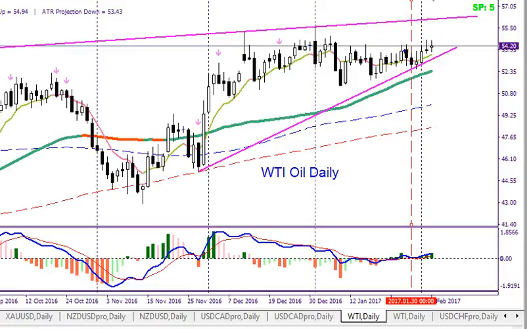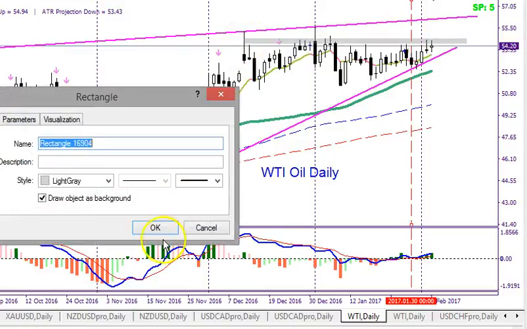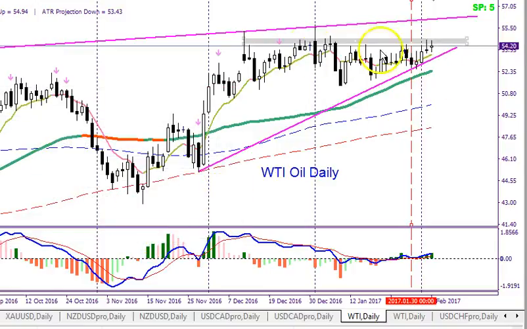I'll just draw you the resistance zone here. So you see price is kind of stuck right there. For it to go higher, it would have to close above this area. If we think price is going to go lower, it would close below the trend line. And right now, it's going kind of sideways. So it's really a wait and see situation.